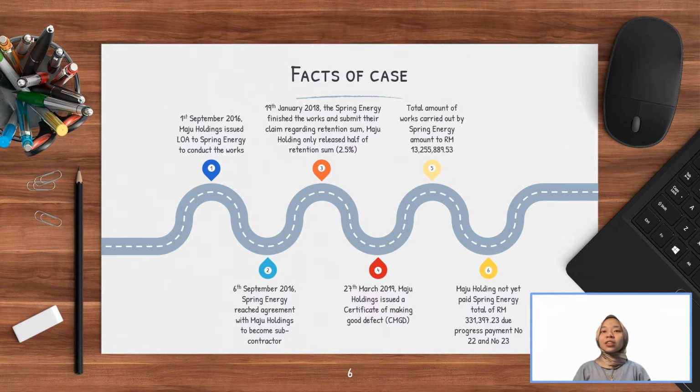It is noted that the total amount of works carried out by Spring Energy amounts to around 13 million ringgit and this amount does not surpass the maximum price. Maju Holdings has not yet paid Spring Energy a total of around 300,000 ringgit due for progress payment number 22 and number 23.